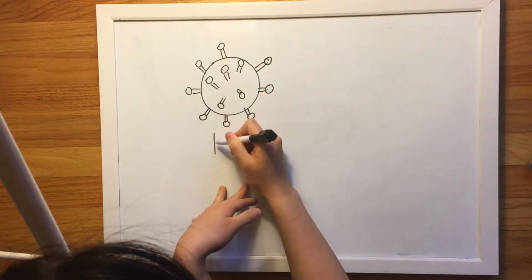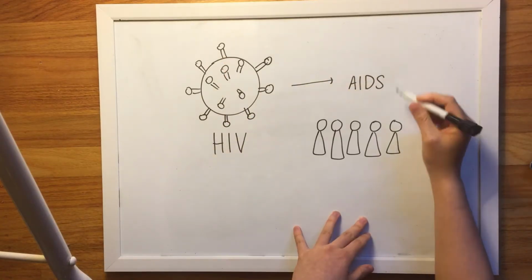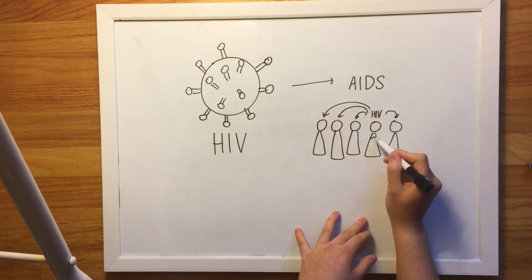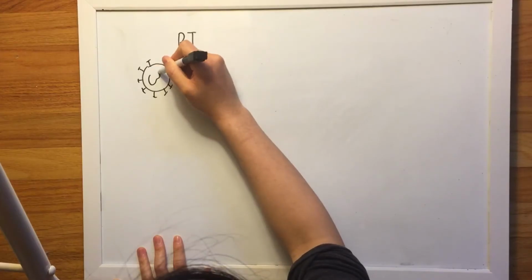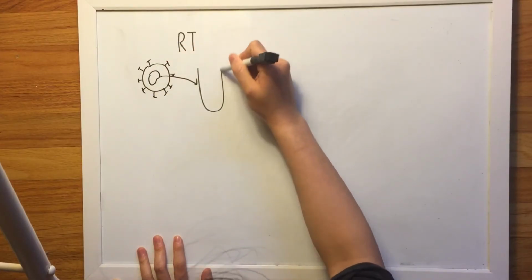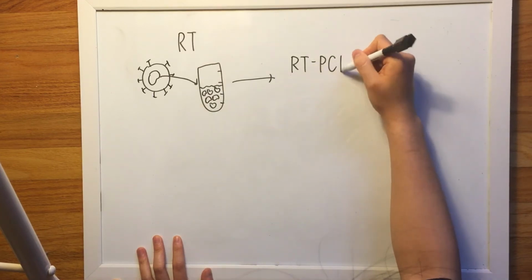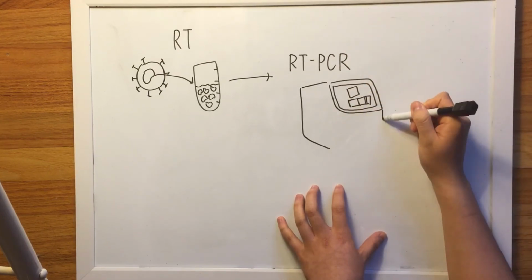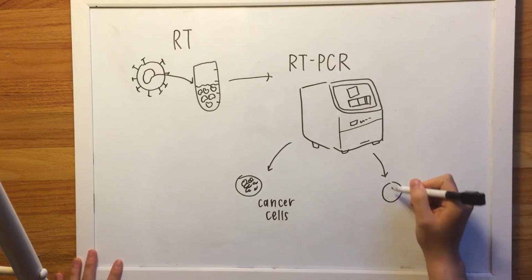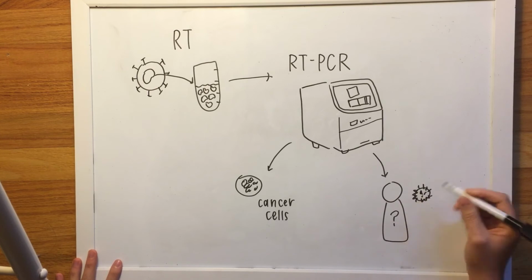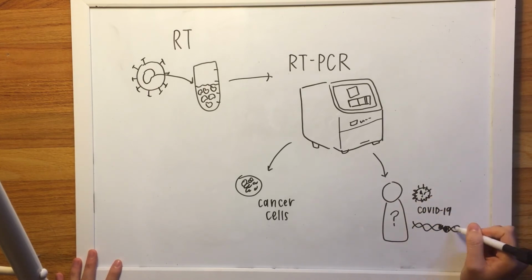Several retroviruses cause disease that can be spread among human populations, like the human immunodeficiency virus that causes AIDS. RT has also been extracted for use in a laboratory procedure called reverse transcription polymerase chain reaction, or RT-PCR. RT-PCR has many applications, including identifying small amounts of circulating cancer cells and testing humans for COVID-19 by detecting COVID RNA.